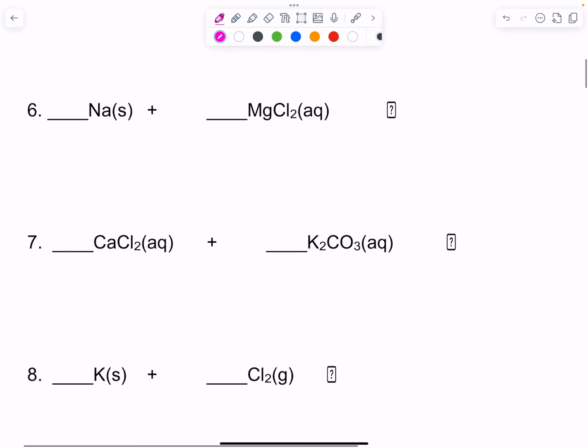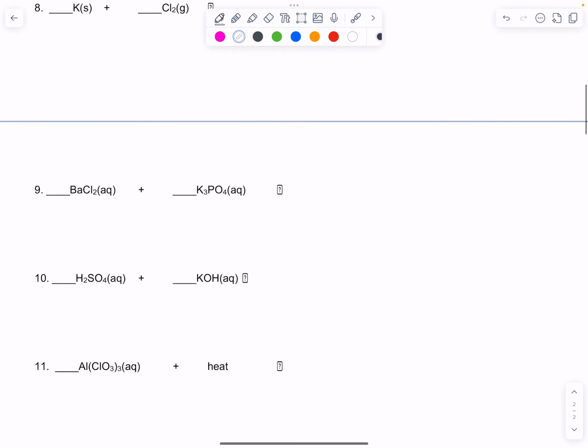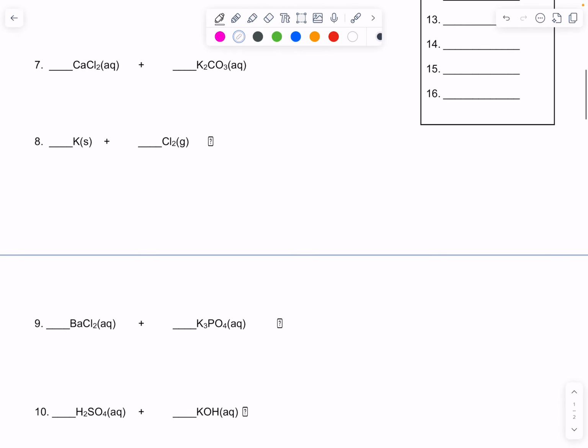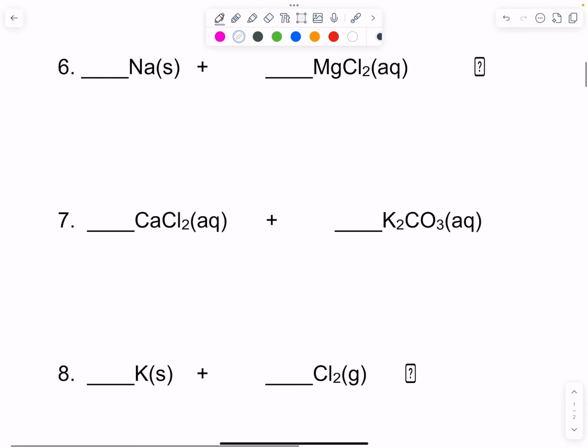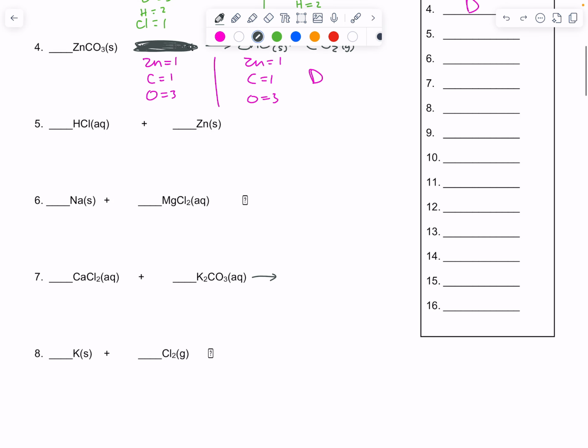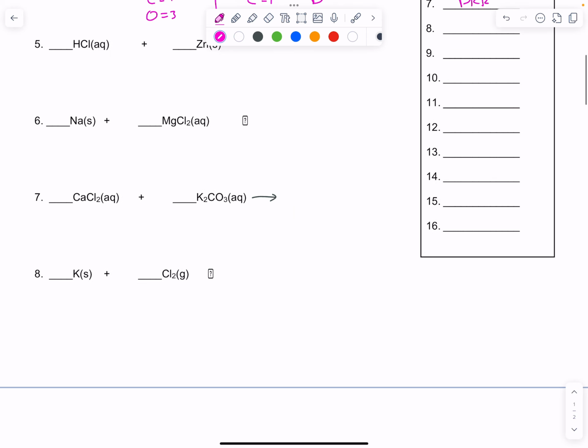Where's the one with balancing? Let's do this one. Maybe this one balances. Actually, you guys can do that one. That one's easy. Actually, I guess I'll do it with you. Fine. You convince me. Okay. Again, 2 full ionic compounds is double replacement. So number 7 is a double replacement reaction. Okay? Perfect.